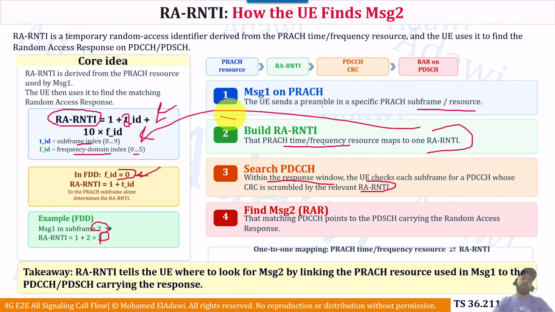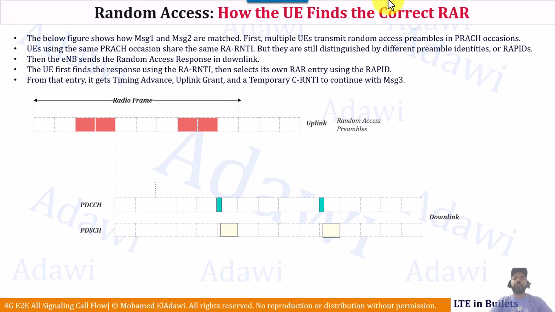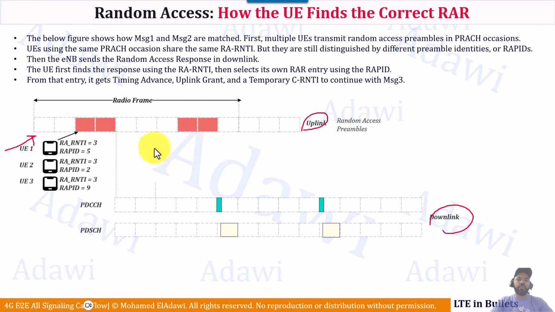Next slide quickly. This one is just explaining or visualizing how this works. For example, here we have an uplink frame and a downlink frame. So the user here will be using this part, right? Here I'm assuming that 3 users sent at this particular subframe. They send RA-RNTI 3, all of them using the same RA-RNTI, but each of these users is using a different preamble. For example, this one uses preamble 5, this one uses 2, and this one uses 9, right?